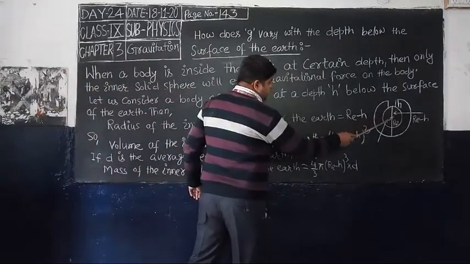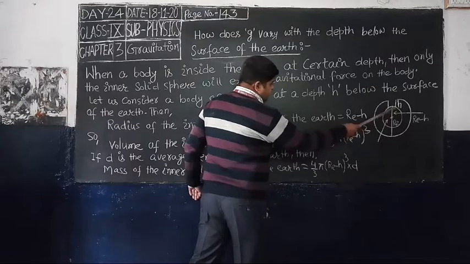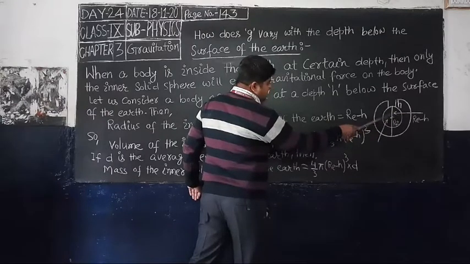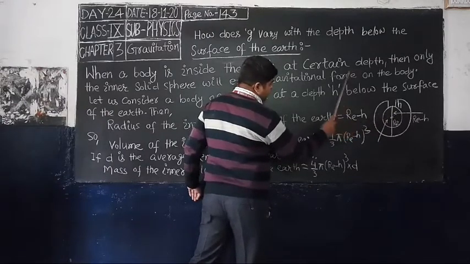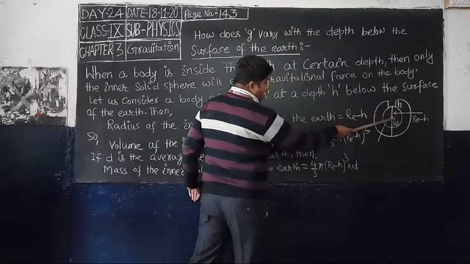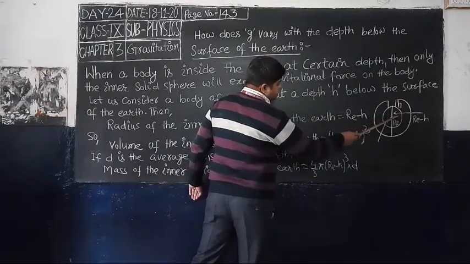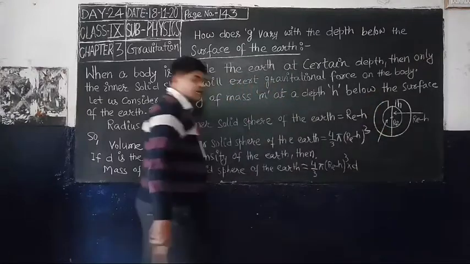Gravity depends upon the distance between them. The object is here and the central point of the earth is here, so this distance is measured for calculating the value of gravity, the acceleration due to gravity. So the actual distance is Re minus h.